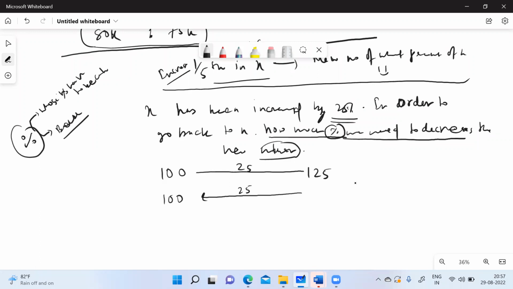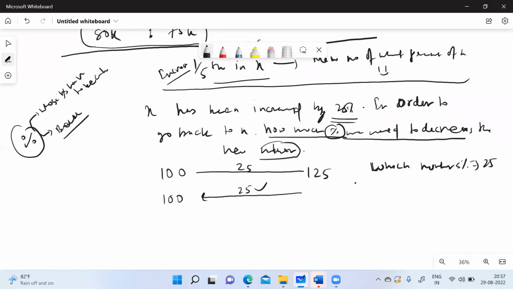तो जब इस क्वेश्चन को आप ध्यान से पढ़ो, it has written that x has been increased by 25%, in order to go back to x, how much percent we need to decrease. So the last statement said how much percent we need to decrease. So अब हमको 125 से 25 घटाना है, तो किसका परसेंटेज निकालना है, which number का परसेंटेज निकालना है, ये आपको दिख रहा है. वो तो 25 का ही निकालना है क्योंकि डिक्रीज तो यही करना है ना.